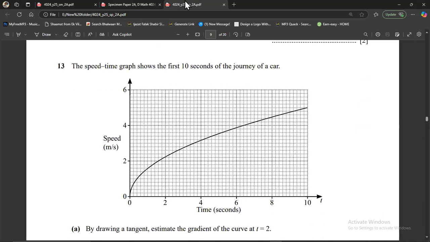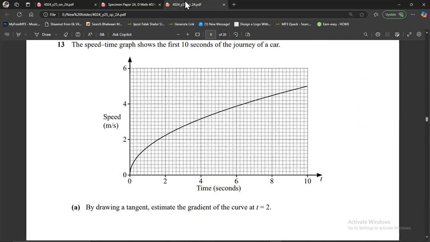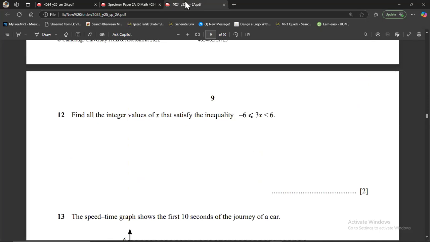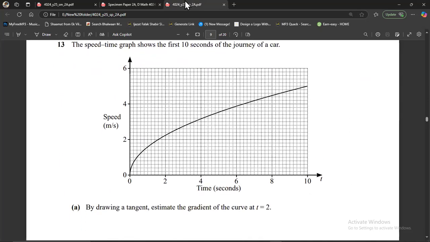Okay, now we are going to the next question. Question number 13, he says the speed time graph shows the first 10 seconds of the journey of a car. By drawing a tangent, estimate the gradient of the curve at t equals 2 seconds.